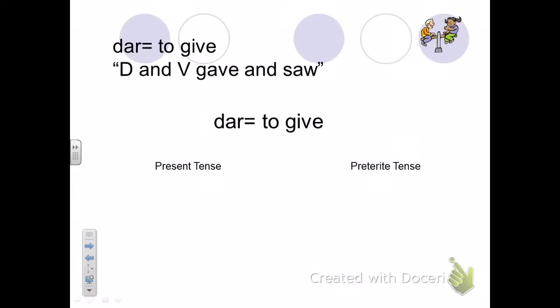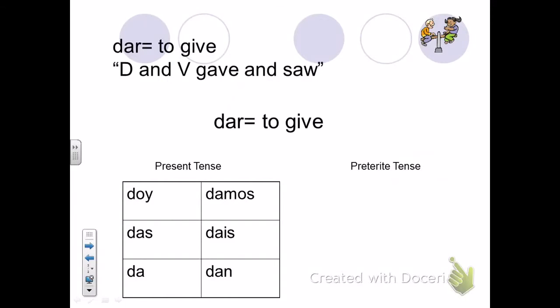So dar means to give. Here's your present tense. Remember, it's irregular in the yo form. So doy, das, da, damos. Don't worry about the vosotros. Dan. That should be kind of familiar to you.